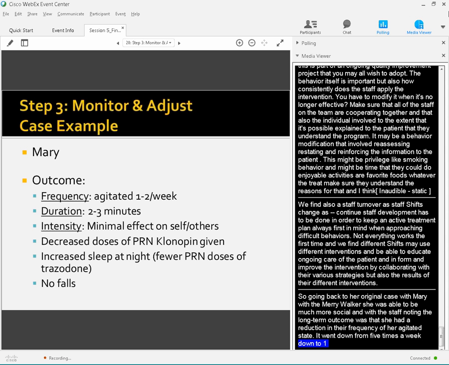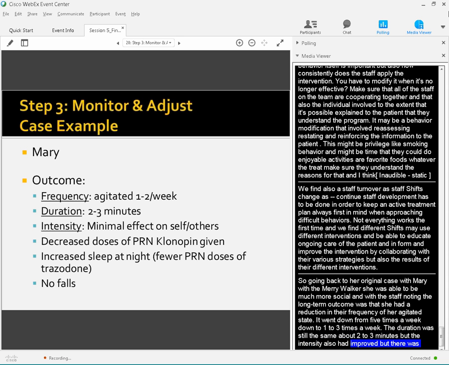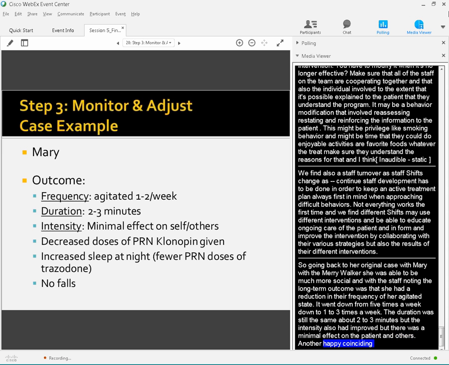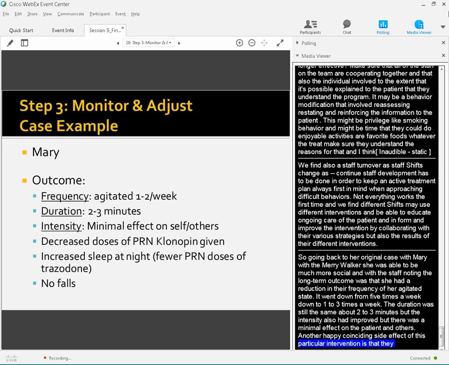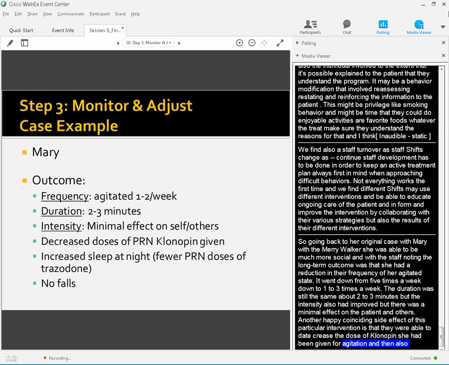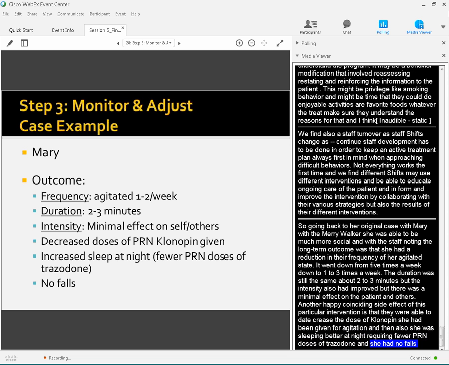Another happy coinciding side effect of this particular intervention was that they were able to decrease the dose of PRN clomiphen that she's been given for her agitation. And then also, she was sleeping better at night, requiring fewer PRN doses of trazodone, and also that she had no falls. So in terms of the safety of her using that Mary Walker, it was really great to be able to also see that we were keeping her safe.